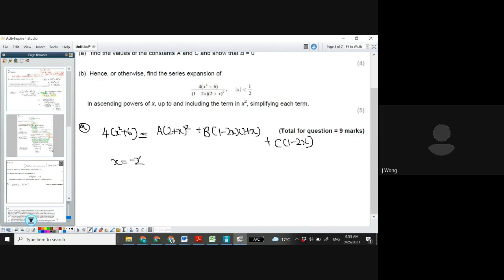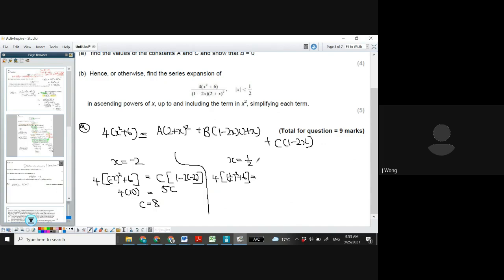So if you substitute x as minus 2, you have 4 bracket minus 2 squared plus 6 equals c bracket 1 minus 2 times minus 2. So you have 4 times 10 and 5c, which is c is 8. You do the same again by substituting x is a half. So you have 4 bracket a half squared plus 6. And now again, if you substitute a half, b and c will be vanished.